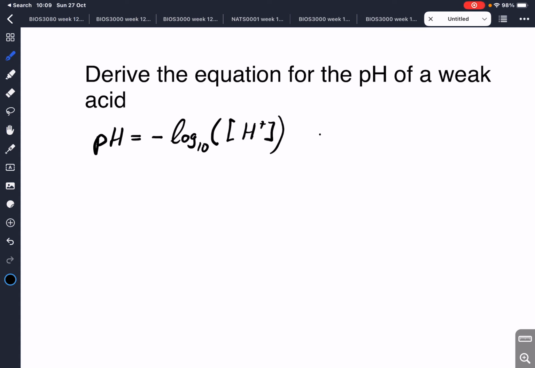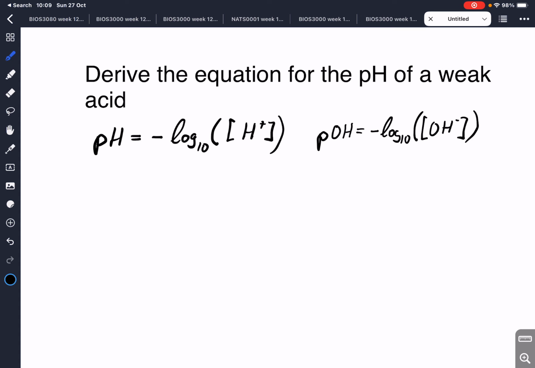Likewise, we said that the pOH of a solution is the negative logarithm to the base of 10 of the hydroxide ion concentration. But that's not something that we now need here.